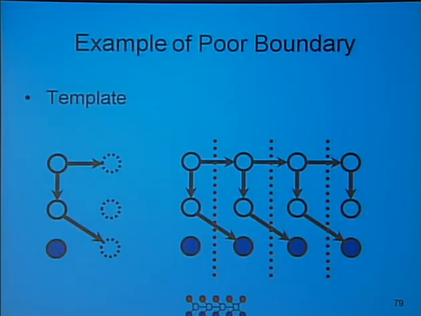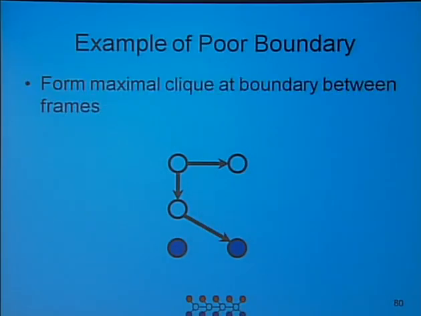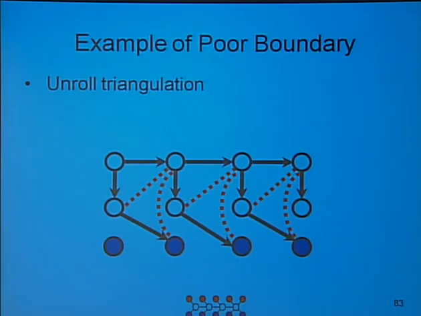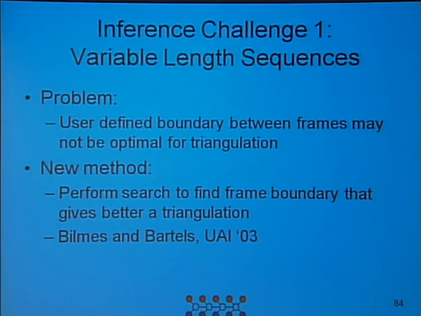But we have this template. And now we're going to form a maximal clique at the boundary between frames. Now we triangulate a single frame by adding that edge. Now we unroll the triangulation. You can see that in 4 frames, we have 6 different fill-in edges. As mentioned, the user-defined boundary may not be optimal. And in fact, in this graph, it's not.